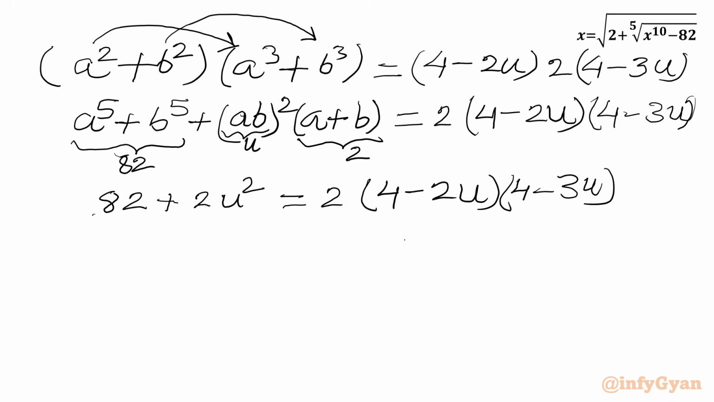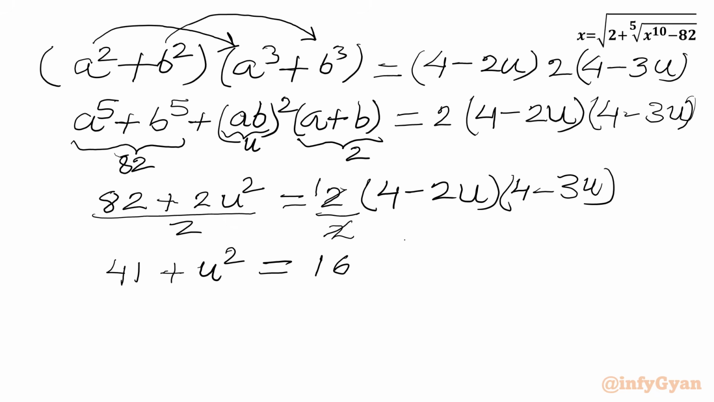Now our equation is divisible by 2. Let's divide both sides by 2. 2 over 2 will become 1. 82 over 2 will be 41. 2u square over 2 is u square. In right hand side we'll expand. 4 times 4 is 16. 4 times minus 3u is minus 12u, minus 2u times 4 is minus 8u, minus 20u.